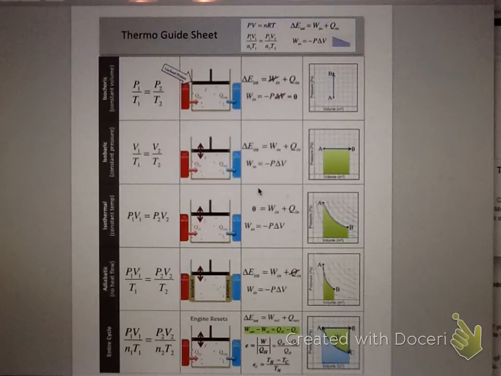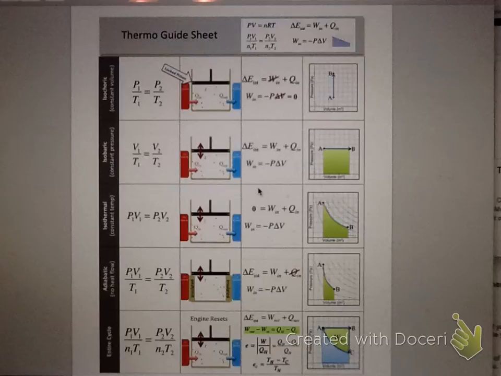We have P1 V1 over n1 T1 equals P2 V2 over n2 T2. That's your most general form of the before and after equations of the gas laws. If, say, moles were constant, then you just cross them out from both sides. That's the most general form, though. And then we have that work for a constant pressure situation is negative P delta V.